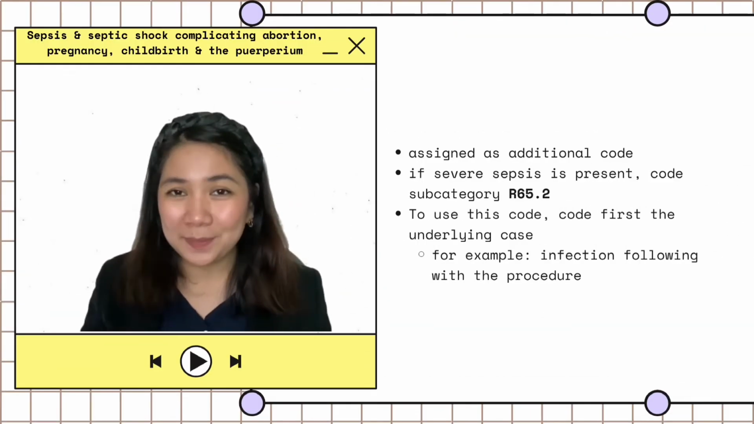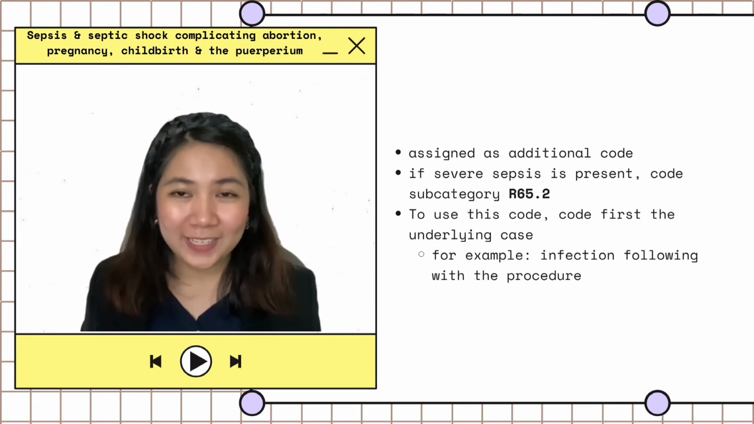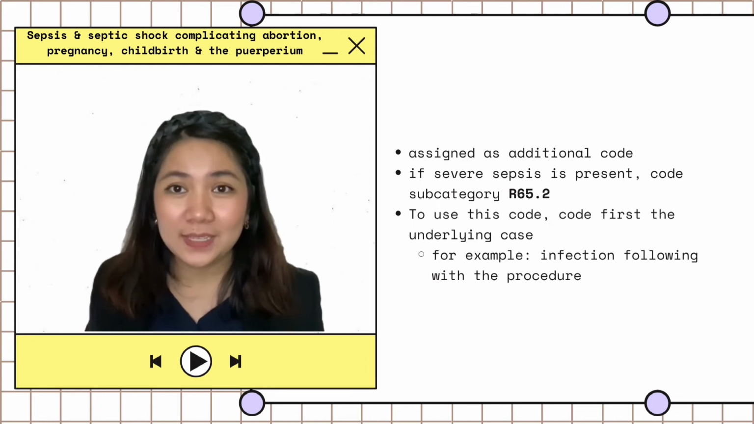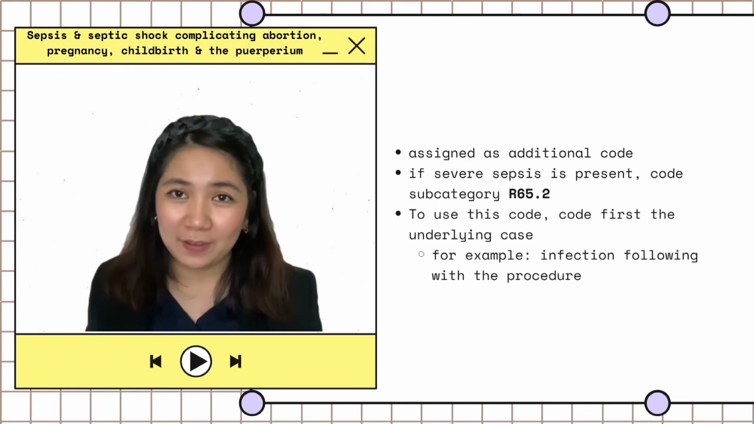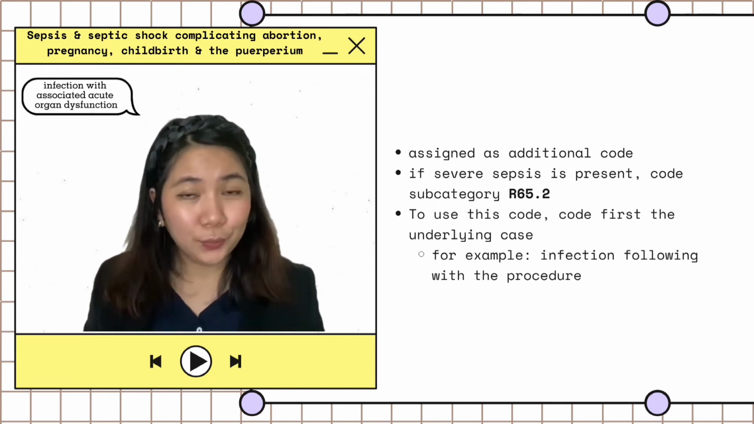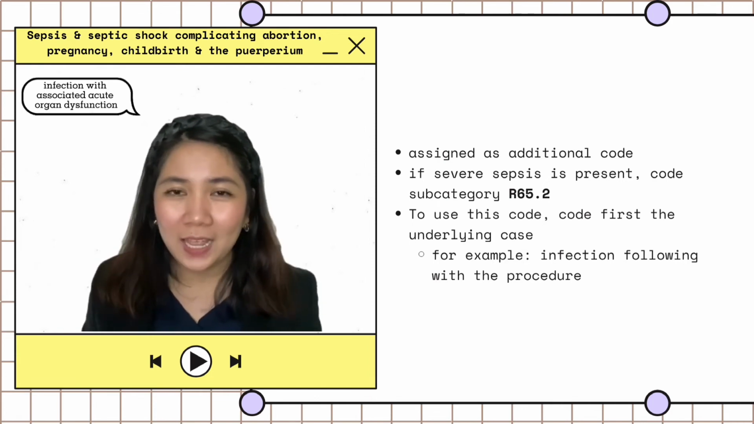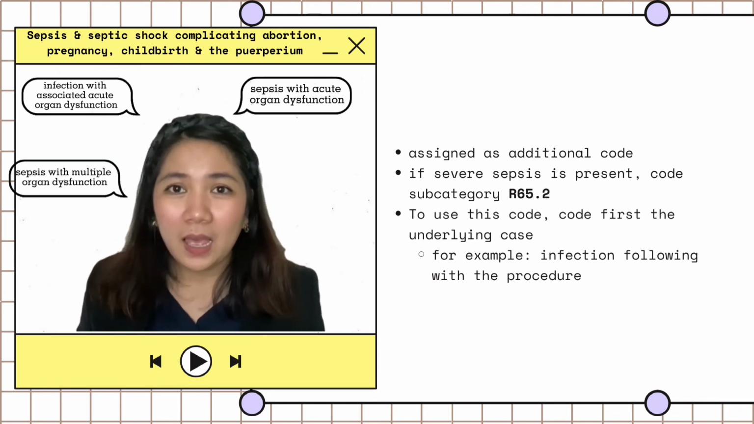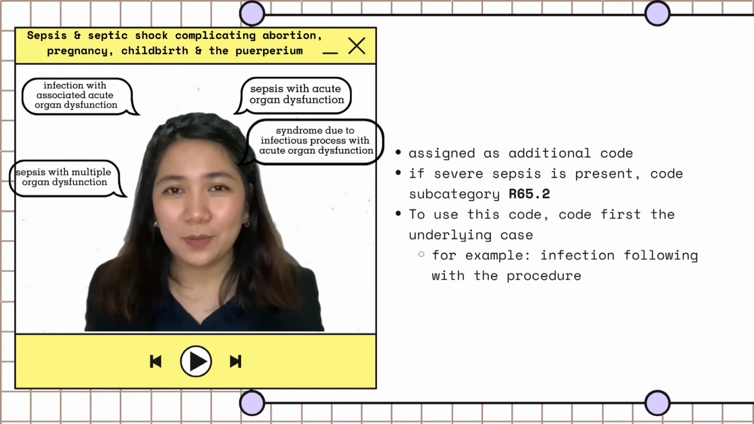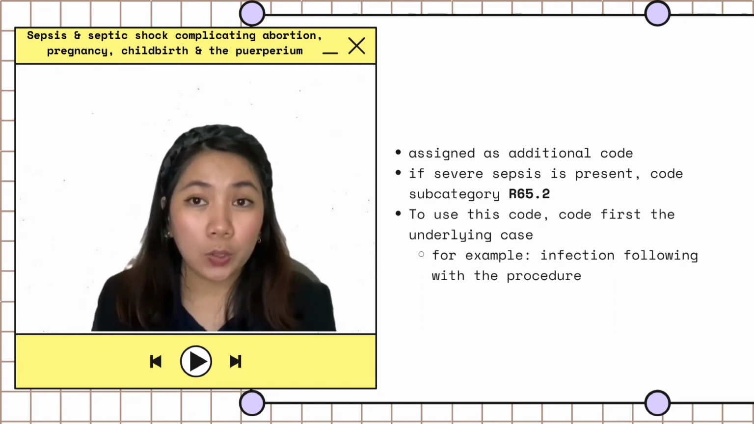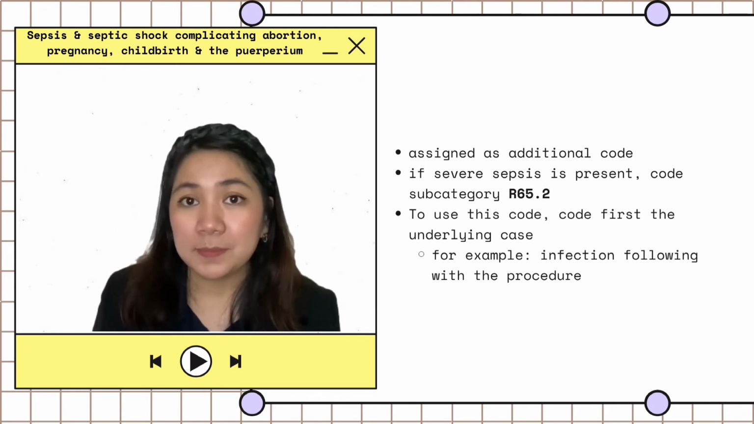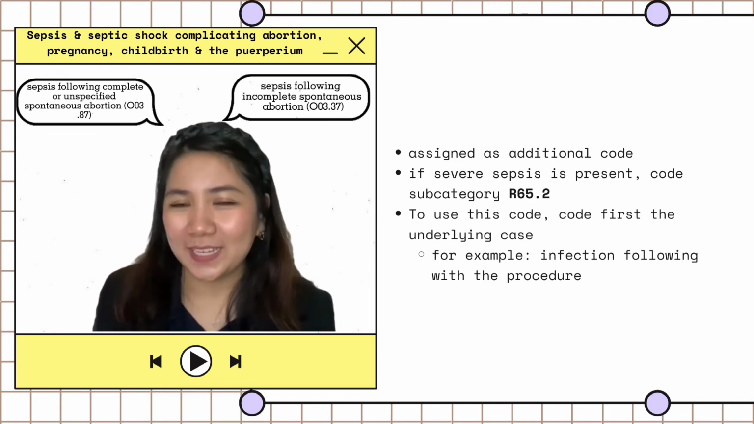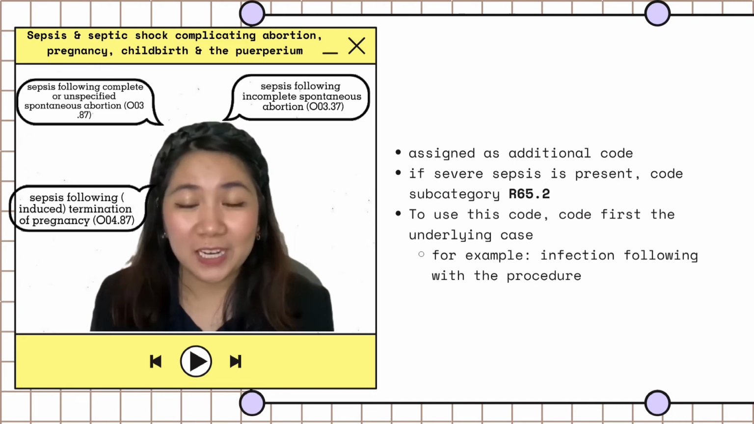Next, we move to the guideline of sepsis and septic shock complicating abortion, pregnancy, childbirth, and the puerperium. The specific code for the type of infection should be assigned as an additional code, and if severe sepsis is present, code subcategory R65.2. The code R65.2 is applicable to infections with associated acute organ dysfunction, sepsis with acute organ dysfunction, sepsis with multiple organ dysfunction, and systemic inflammatory response syndrome due to infectious process with acute organ dysfunction. To use this code, first code the underlying infection, such as sepsis following complete or unspecified spontaneous abortion, sepsis following incomplete spontaneous abortion, and sepsis following induced termination of pregnancy.